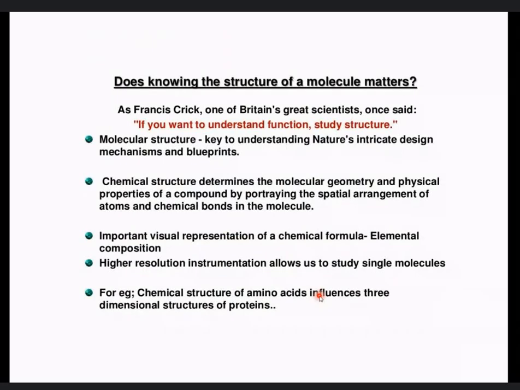disease location, and this is important, as Francis Crick actually mentioned: if you want to understand function, study structure. Without doing the structure, you cannot do anything.